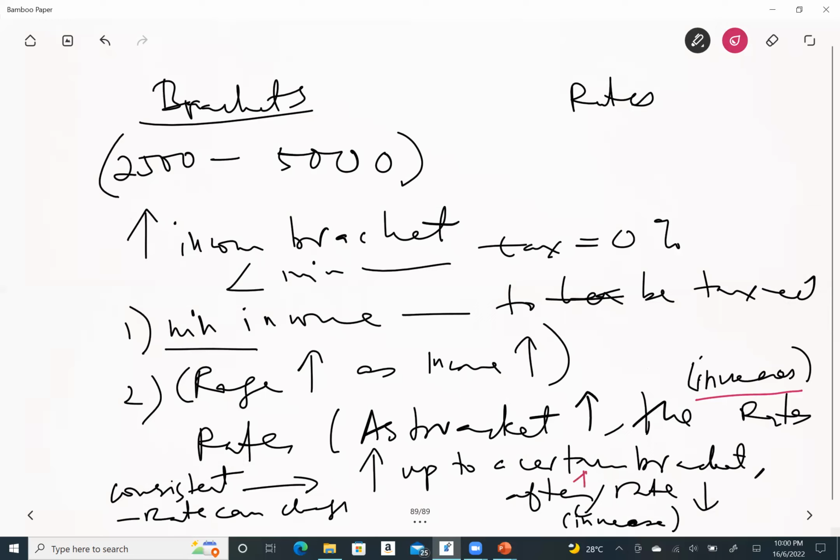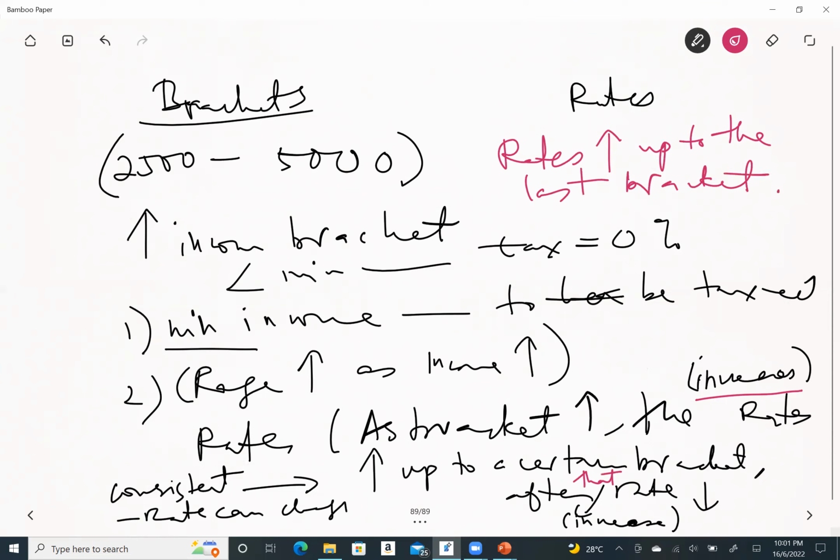So you may put down: the increase in the rate increases up to a certain bracket. After that, the increase in the rate will decline. But if you're talking about the rates, they will continue to increase up to the last bracket.